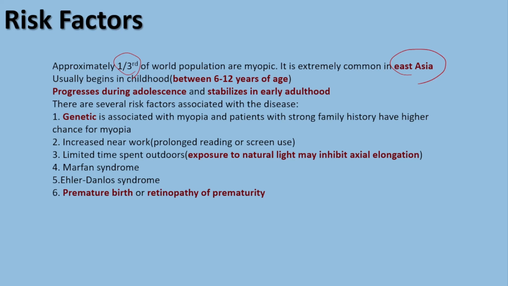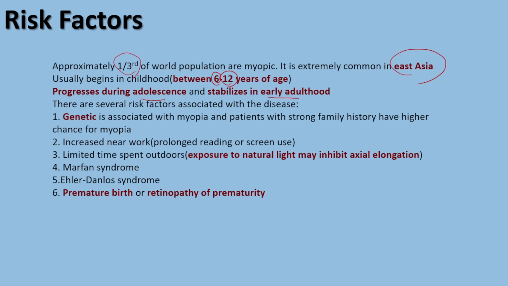This is a problem that starts in childhood. Usually the mean age of onset is somewhere between 6 to 12 years of age, and as the age progresses during the adolescence, we have progression of the myopia, and it is going to be stabilized during early adulthood around 20 to 25 years of age.